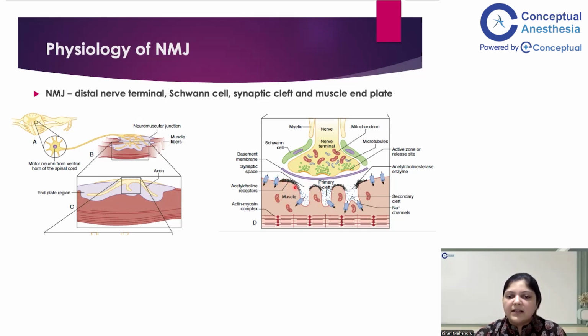And on the shoulders of this muscular end plate, these black dots are the acetylcholine receptors, nicotinic acetylcholine receptors, which respond to the acetylcholine released from the nerve terminal, which then leads to muscle contraction by its action on the actin-myosin complex. So here you can see that the sodium channels are present in the primary and secondary clefts, and they are also present in this perijunctional region, which we will understand during the process of accommodation.